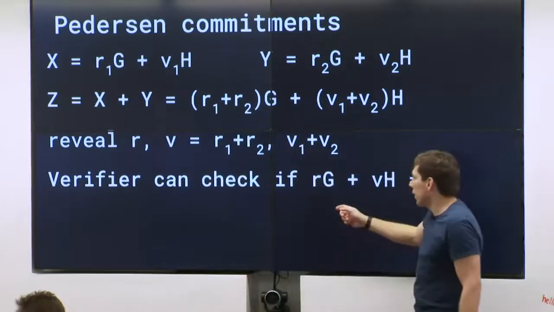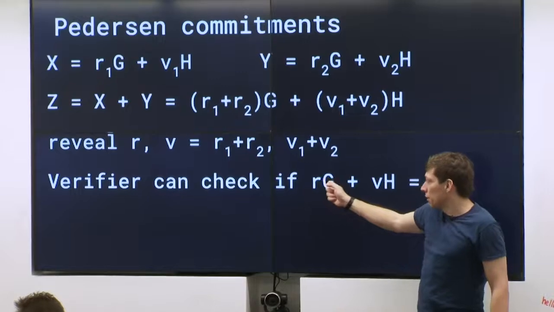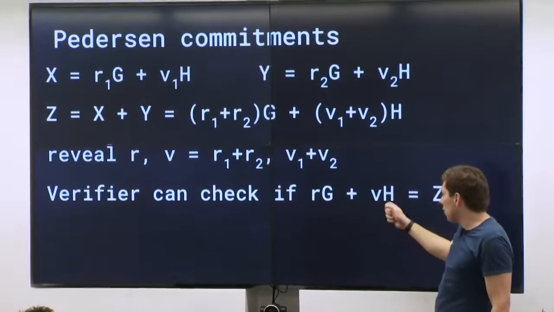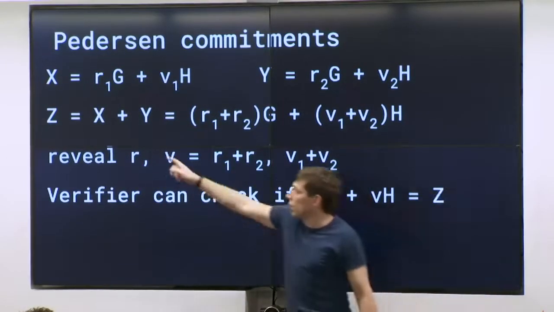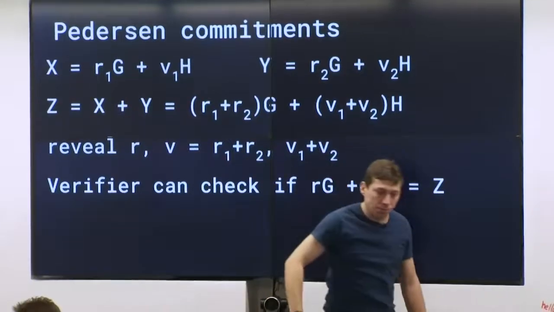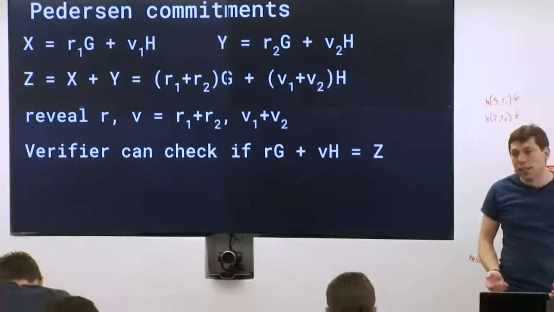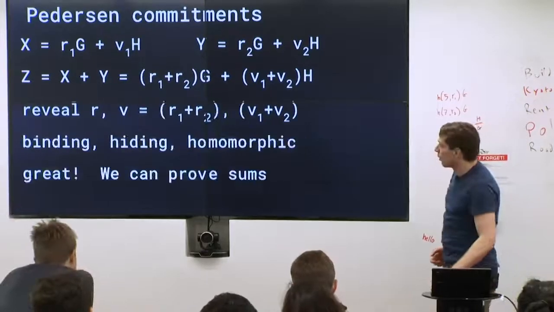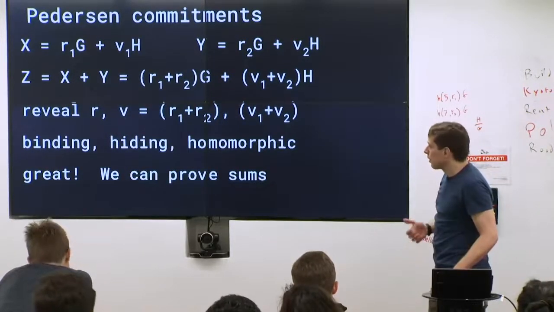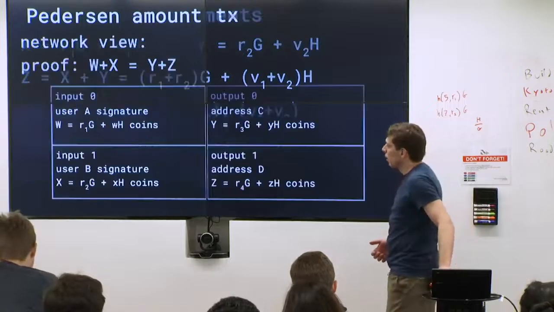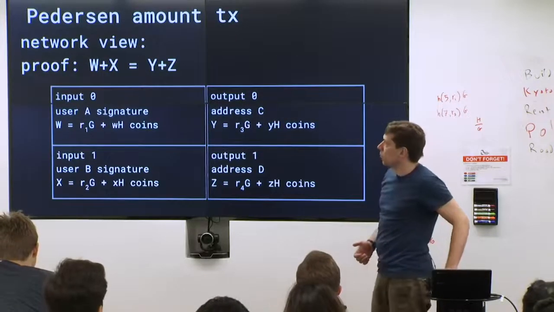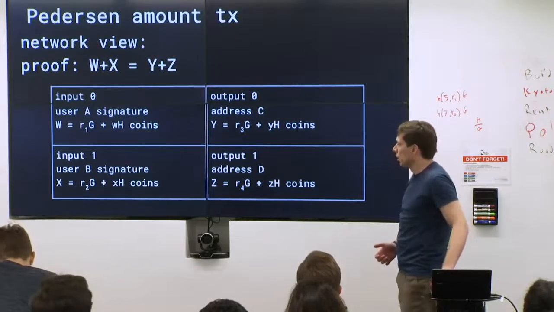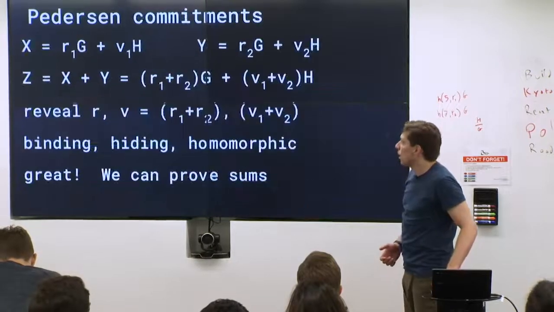And then the verifier can check, okay, is this r they gave times g plus this v they gave times h equal to these two points added together? And if it is, they've sort of proven the sum. So yeah, it's binding, hiding, and homomorphic. So this would allow us to make proofs, right?